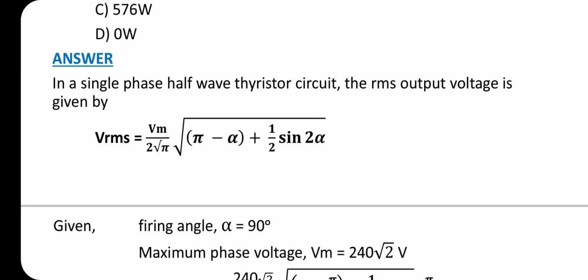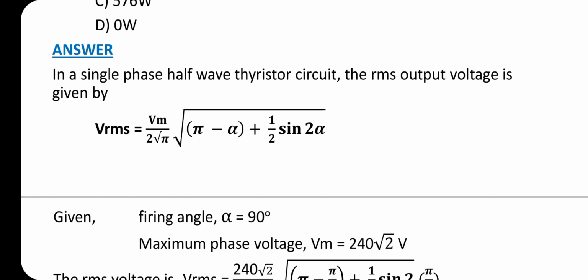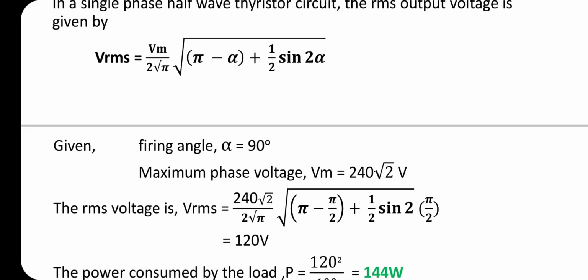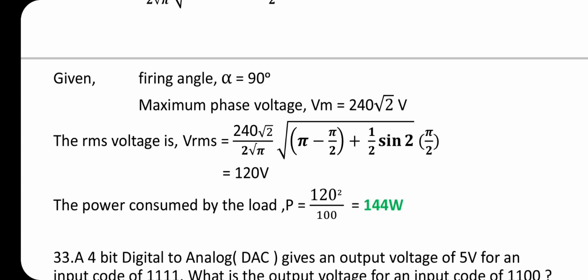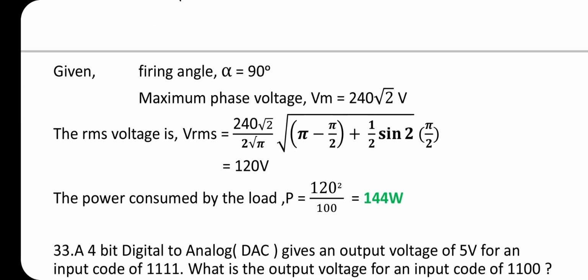In a single phase half wave thyristor circuit, the RMS output voltage is given by Vrms equal to Vm by 2 root pi into root of (pi minus alpha plus 1 by 2 sine 2 alpha). Given firing angle alpha is 90 degree and maximum phase voltage Vm equal to 240 root 2 volt. Then calculate the RMS voltage by substituting the firing angle and maximum phase voltage Vm in the equation.